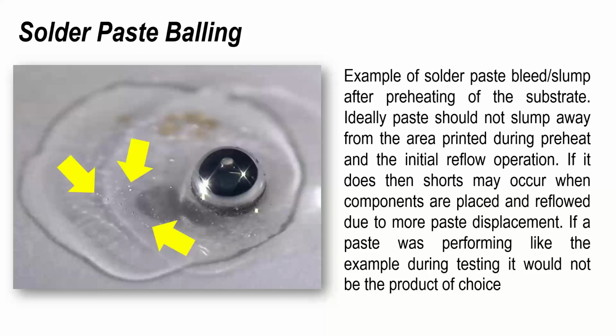I'm not saying this is going to be a showstopper, but if you're evaluating A, B, and C, and you get solder balling on B, you're going to use paste A and paste C. You're not going to use paste B. That'd be one of the sort of factors that you consider in your choice. So again, doing solder balling tests is old school.